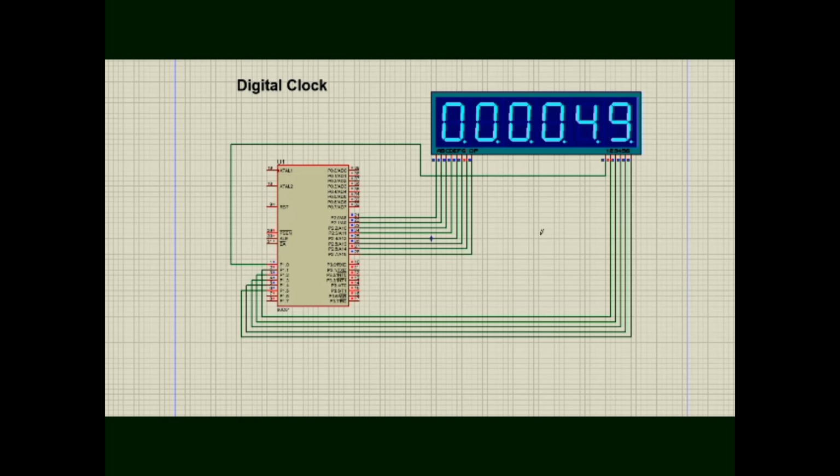The microcontroller runs in a loop to increment seconds, minutes and hours accordingly and then updates the display using predefined 7-segment codes called hex codes. This compact design is great for learning digital timekeeping with embedded systems.